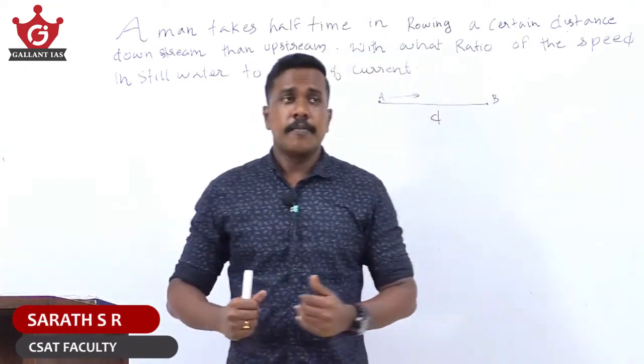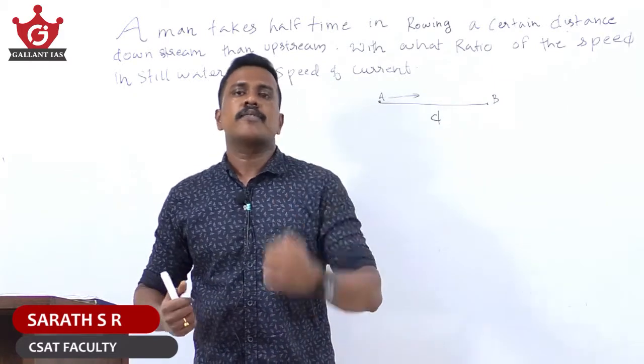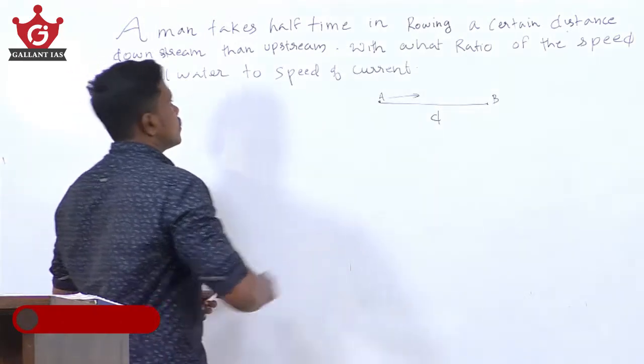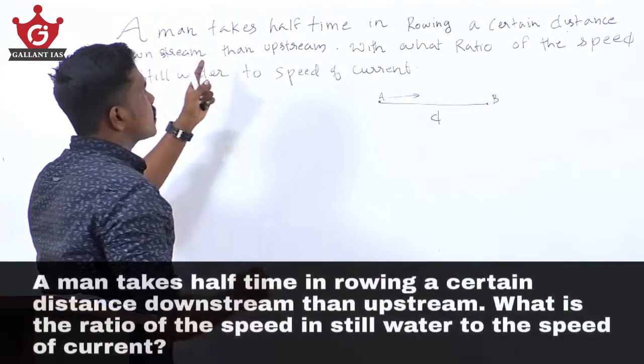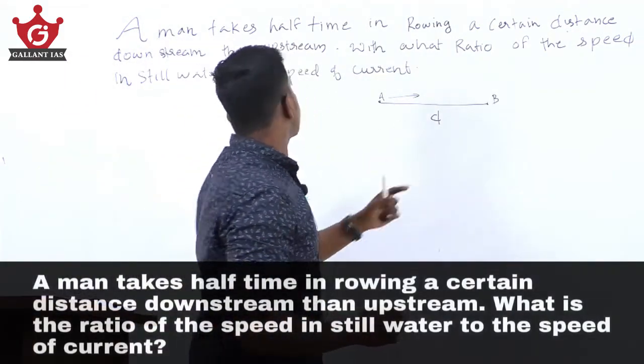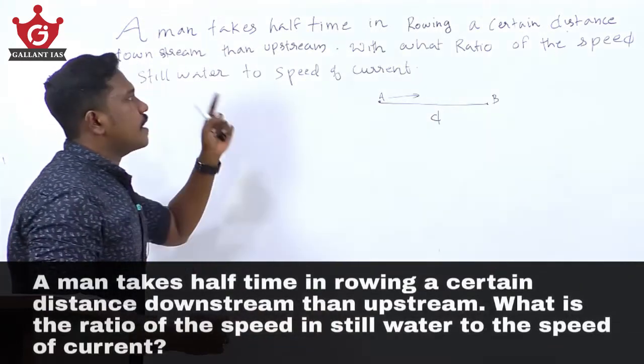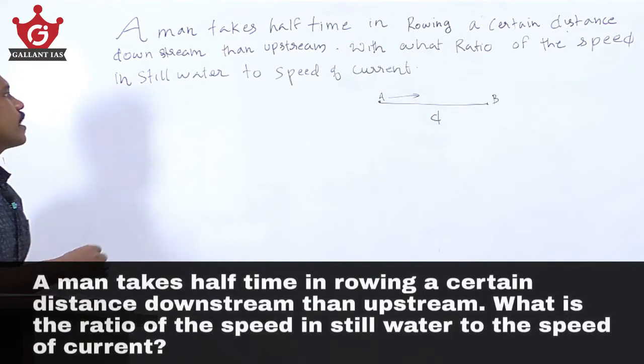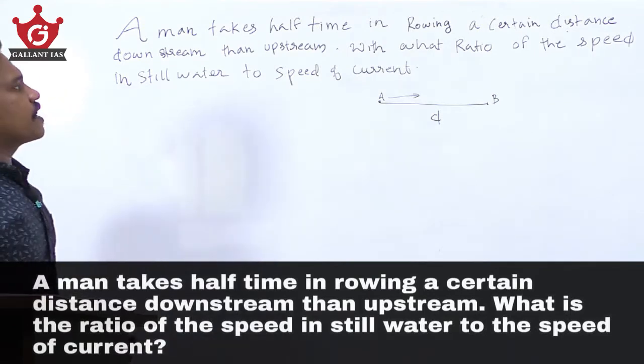So today we are going to discuss an important question in CSAT. Okay, so let us check the question. A man takes half the time in rowing a certain distance downstream than upstream. What is the ratio of the speed in still water to the speed of the current?